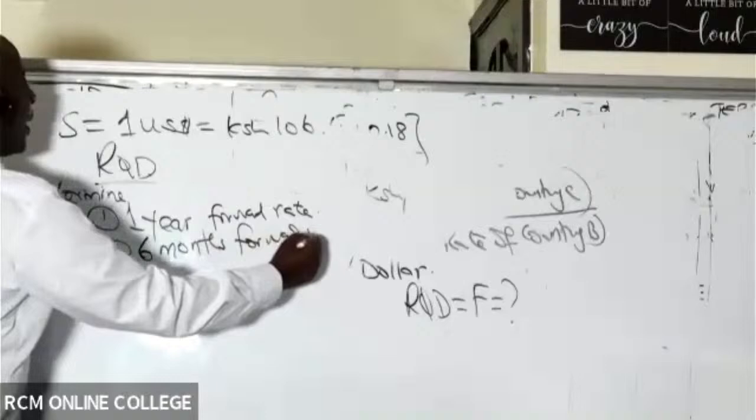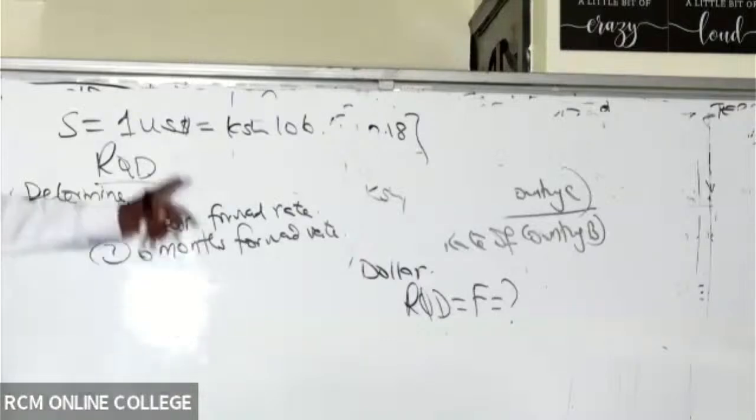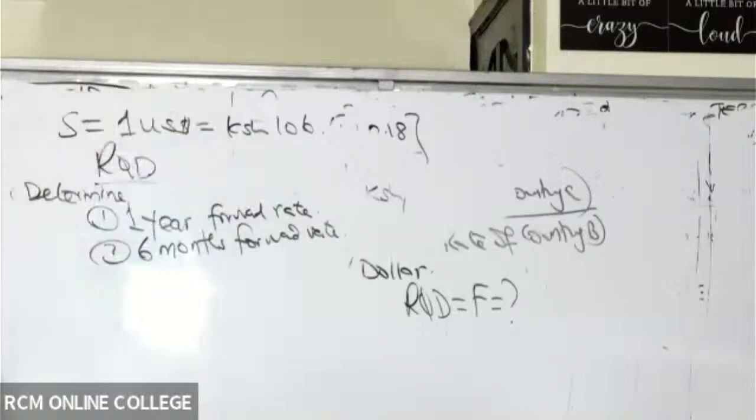So I repeat reading the question again. Assuming that the annual interest rate in Kenya is 14%, whereas the annual interest rate in the US is 12%, and after full stop, the spot rate is $1 equals 106 Kenya shillings. So we are required, ladies and gentlemen, to provide a 1 year forward rate and a 6 months forward rate.